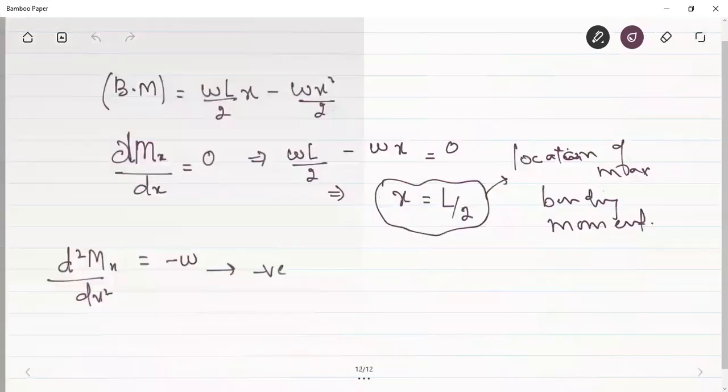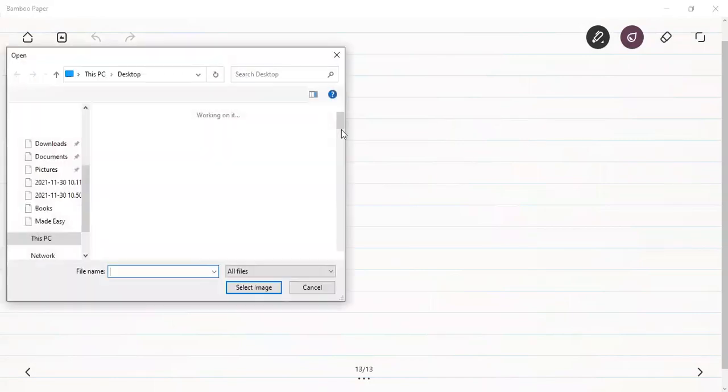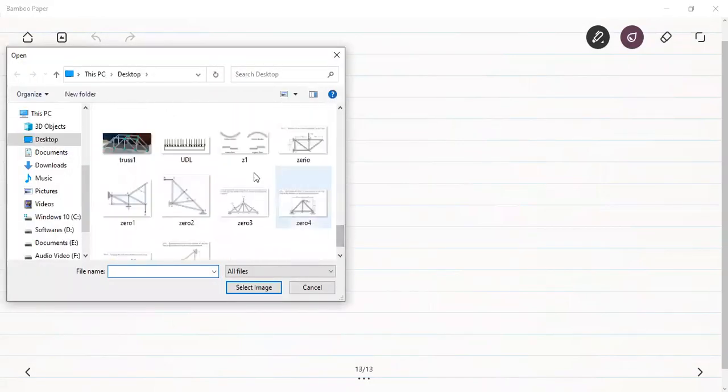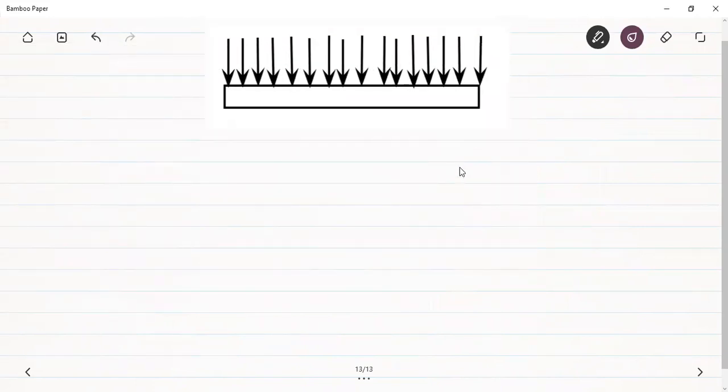So if we are trying to draw the SFD and BMD for this, is this clear? Because I can't predict the behavior unless I know where the bending moment is. I found out the bending moment at midsection is equal to omega L square by 8. But I needed to find the location where this is maximum. I got that it is maximum at midsection. Only then I can draw the curve. I won't be able to draw the curve unless I know where the maximum bending moment is. Fine.